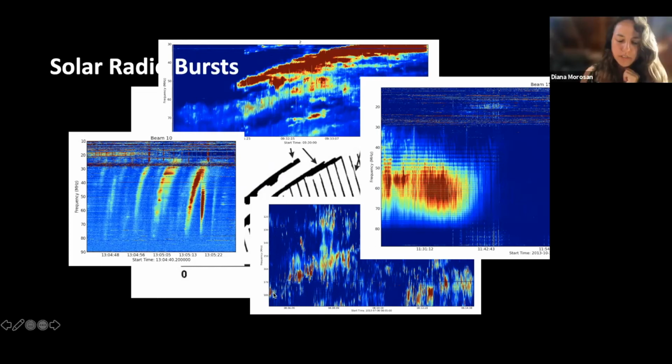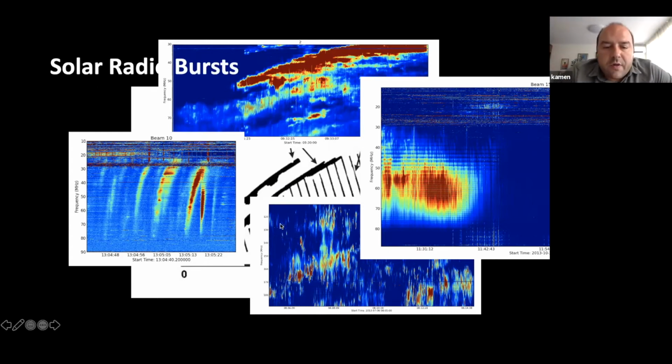So this is, for example, a chain of type 1 bursts, and that has a slope. But I don't think anyone really knows what this chain of emission means. It's just emission from different altitudes. But these are related to eruptive events, right? No, not quiet time or any time they can show.